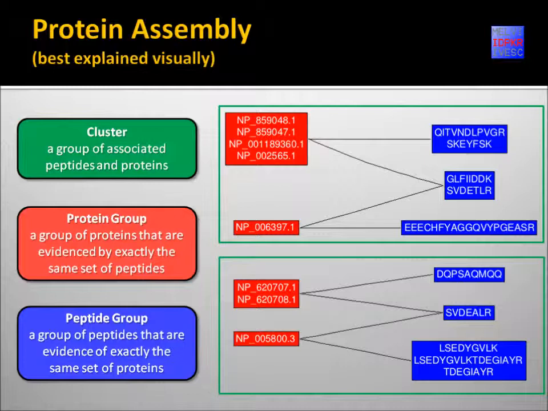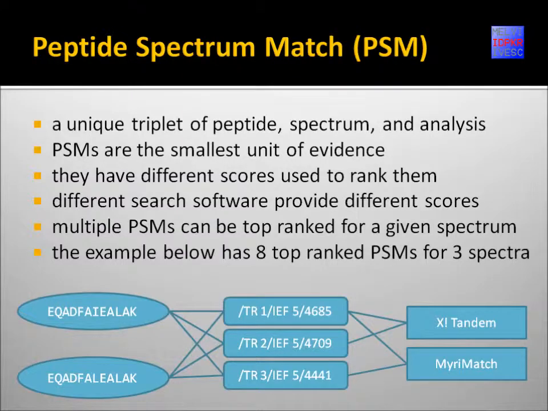A peptide spectrum match, PSM, is the basic unit of evidence processed by IDPicker. It is the unique triplet of peptide, spectrum, and analysis. Peptide spectrum analysis match was just too wordy. PSMs are given a rank depending on their scores, and what you usually see in IDPicker is just the top-ranked PSMs and their associated proteins and peptides. In the example here, the combination of multiple analyses and isobaric peptides results in 8 different top-ranked PSMs for just 3 spectra. You can see that X-tandem and mirror match each failed to identify one of the spectra, otherwise it would have been 12 top-ranked PSMs.